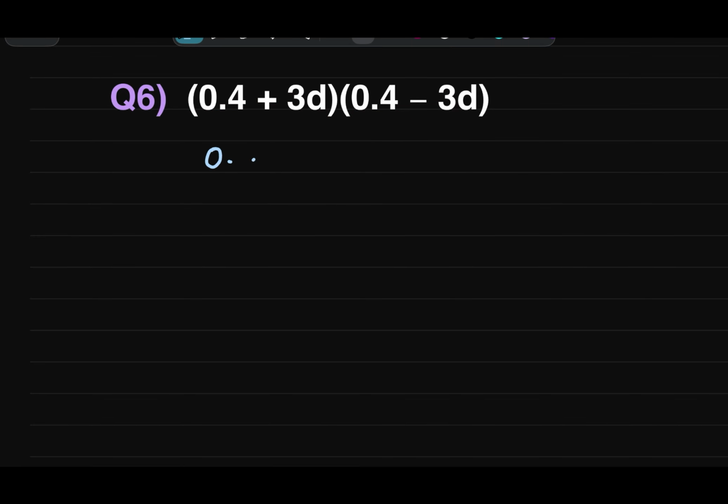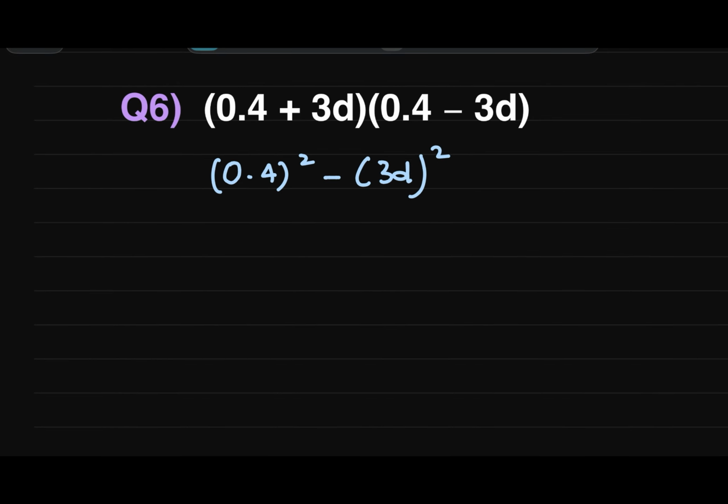0.4 square minus 3d square. 0.4. Okay, 0.4 into 0.4 is how much, guys? 0.16 minus 9d square. That's it.